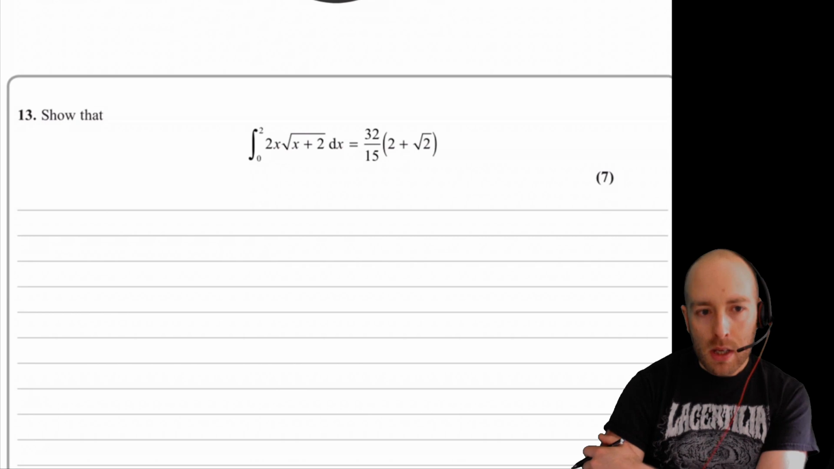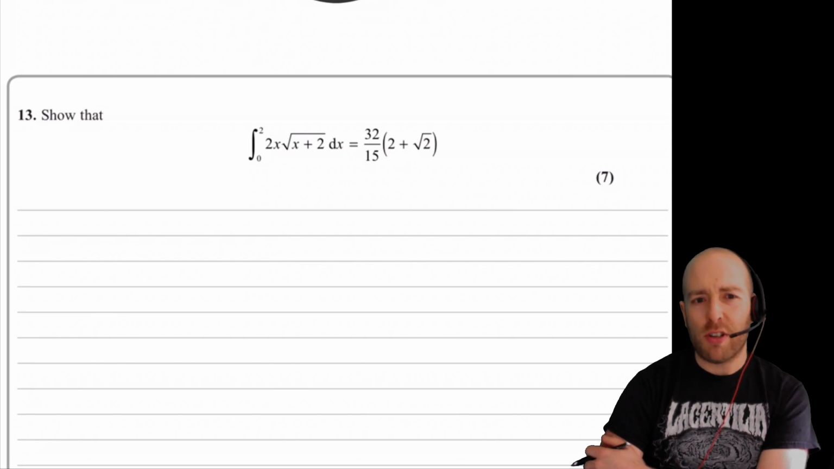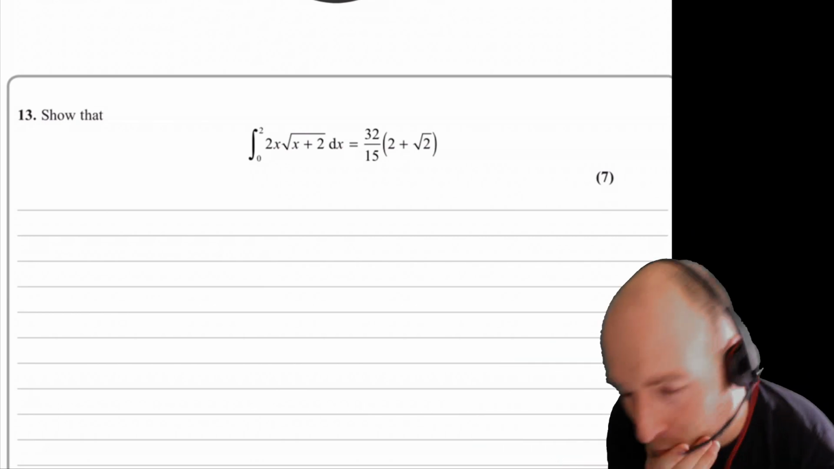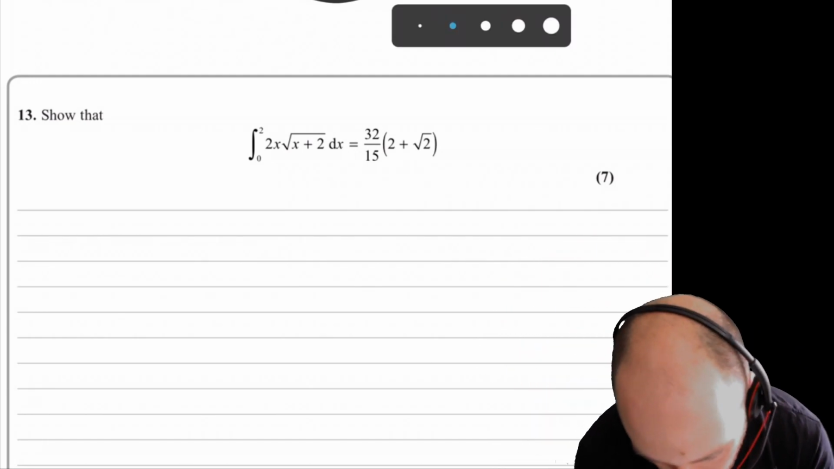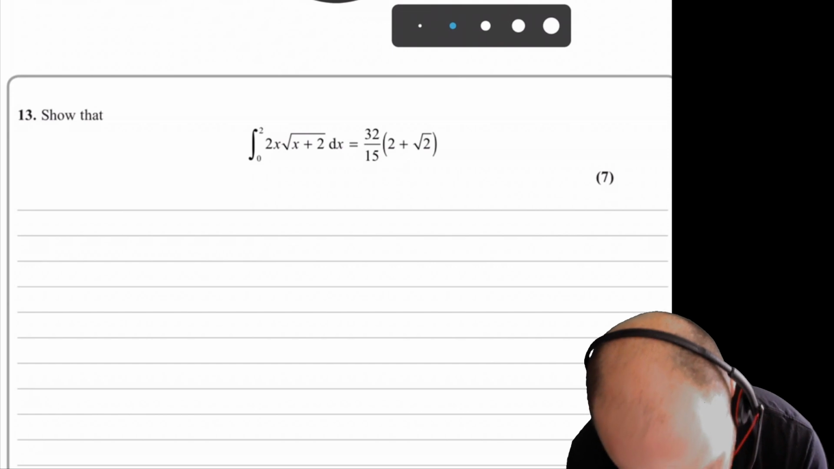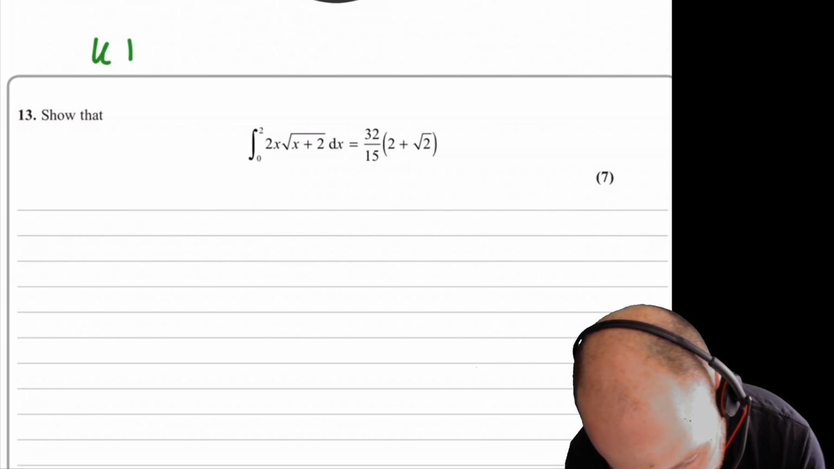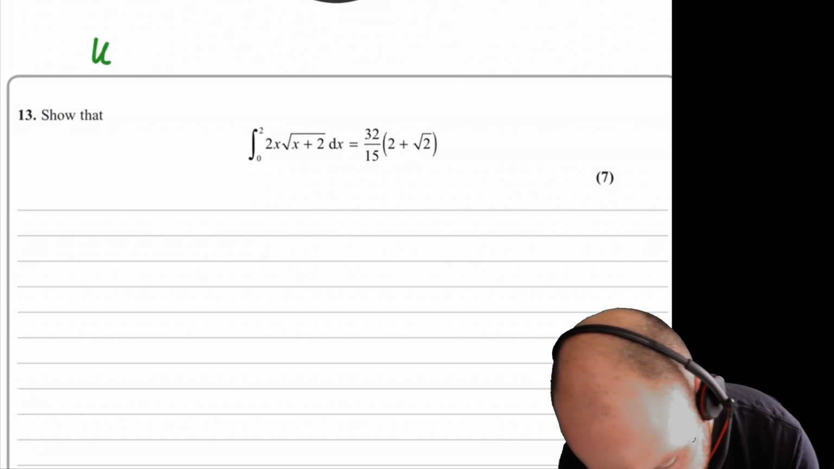Substitution, yeah. So I would use substitution. And let's try doing it by both. It's good revision to try both methods. So we'll do substitution first, and then I'll give this a go using by parts. So a good substitution would be u equals x plus 2.